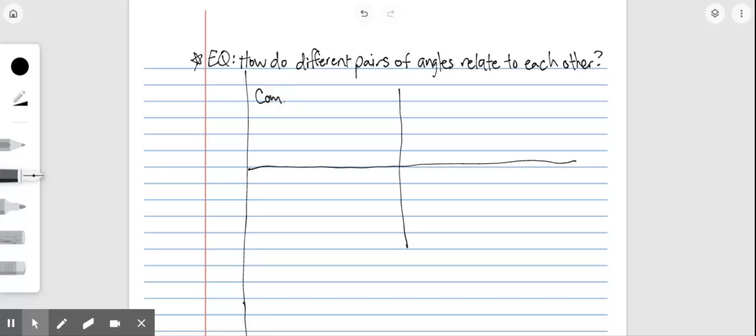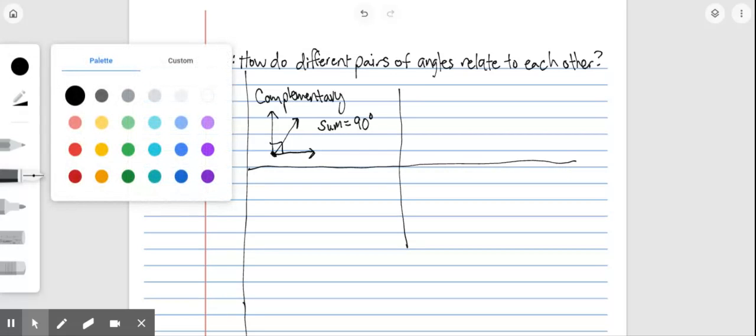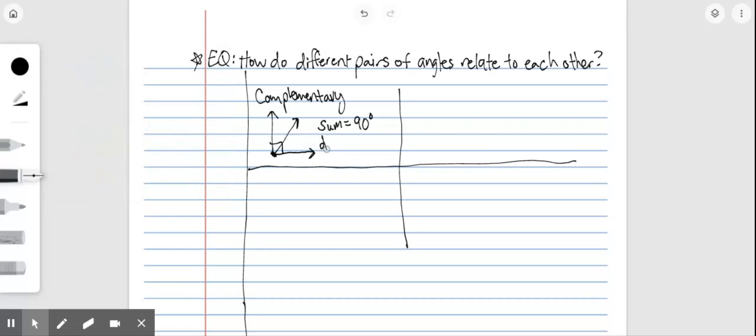Okay, so the first one is complementary angles. These are angle relationships that you may have heard of before. Complementary angles are 2 angles that add up to 90 degrees. They don't have to be touching. They don't have to share the same vertex. But for my example diagram, I did draw them sharing the same vertex. I am going to write that they don't have to share a vertex.